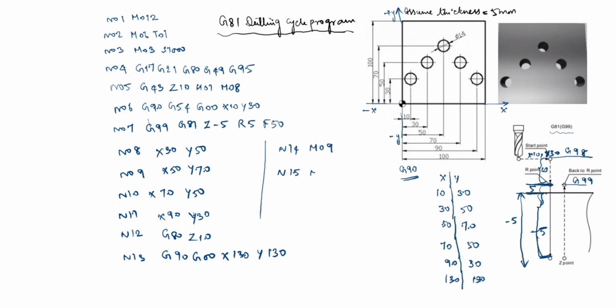N15, M05, spindle off. N16, M30, end of the program.